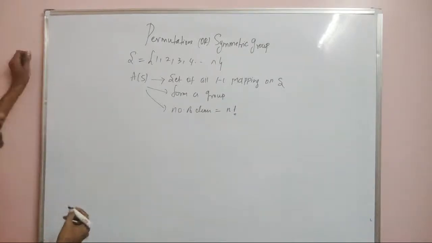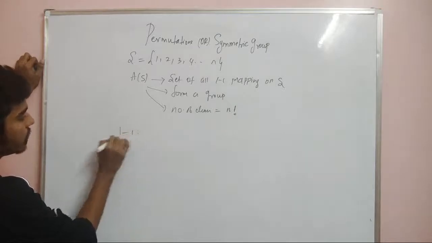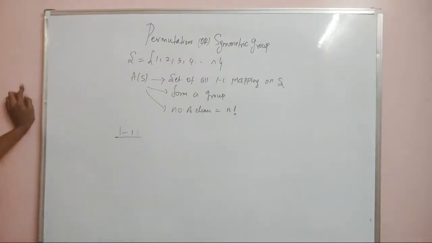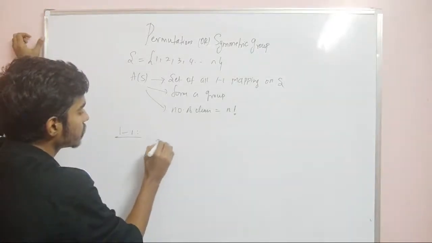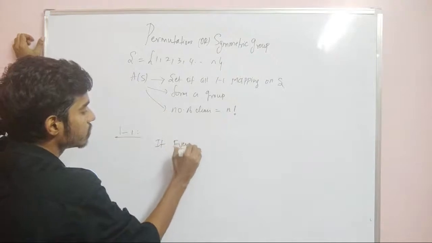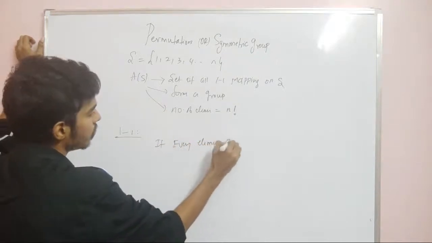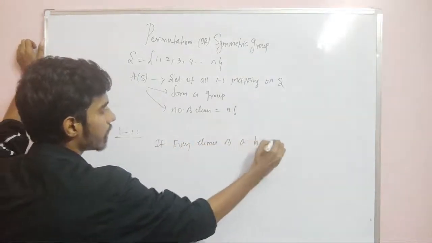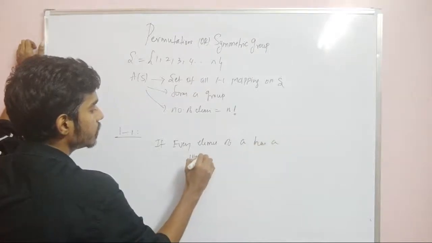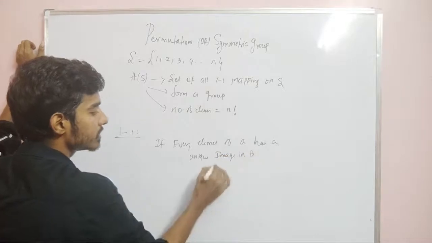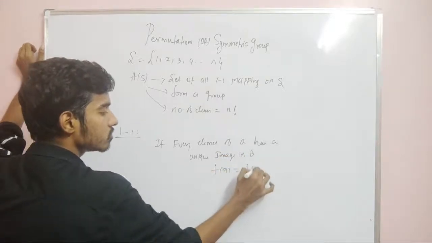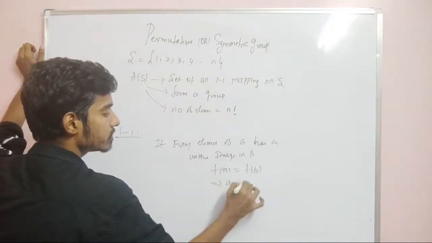So first I'll give you an example. Before that, we will quickly recall what is meant by one-to-one. So when will a function be 1 to 1? A function will be 1 to 1 if every element of A has a unique image in B, that is, f of a equal to f of b implies a is equal to b.